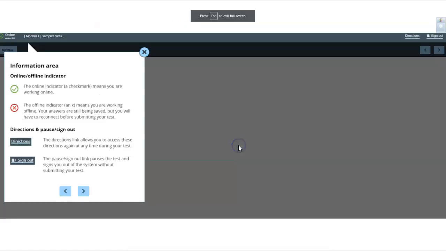So we've got information, so there's an online and offline indicator. Basically, it just means that, hey, you may be offline, but it's saving it so that when you submit, you're okay. Sometimes you have to wait a little bit for it to reconnect before submitting it, but that's okay too. Also directions and pause and sign out. So you can always come back to wherever these directions are.